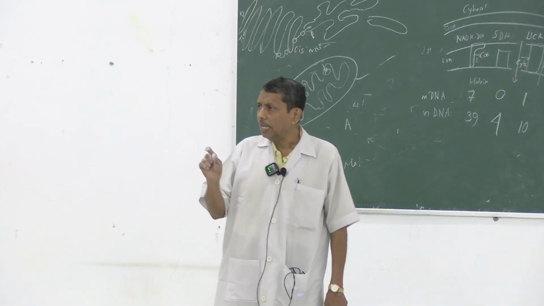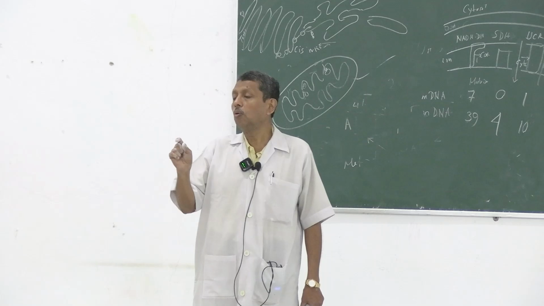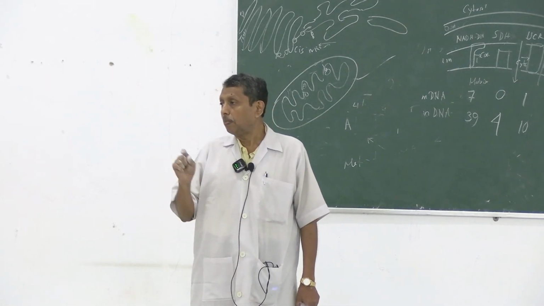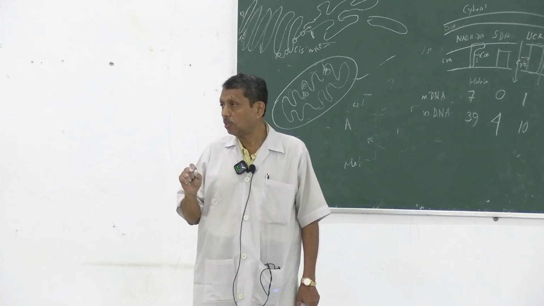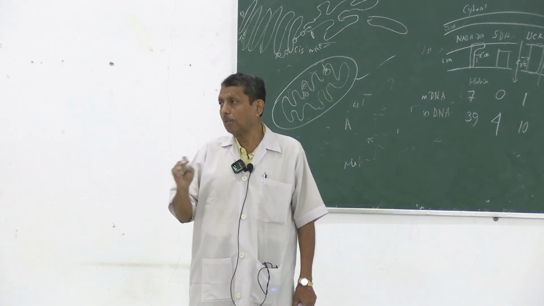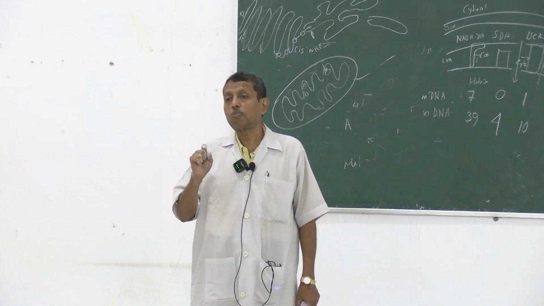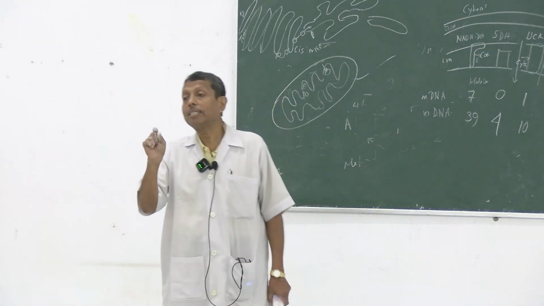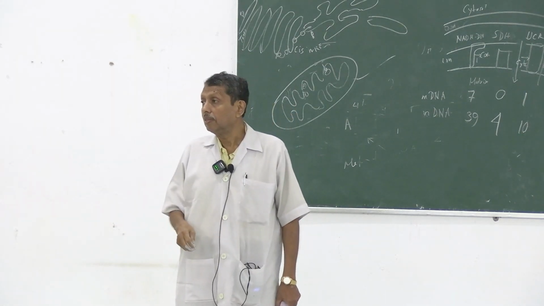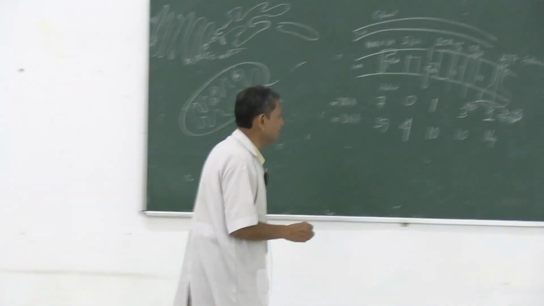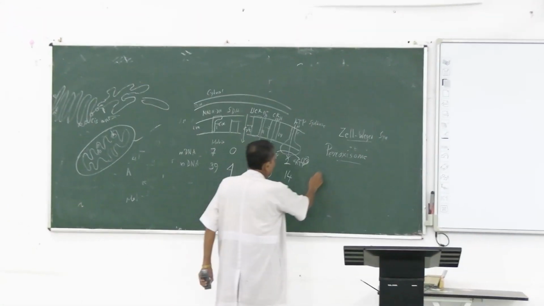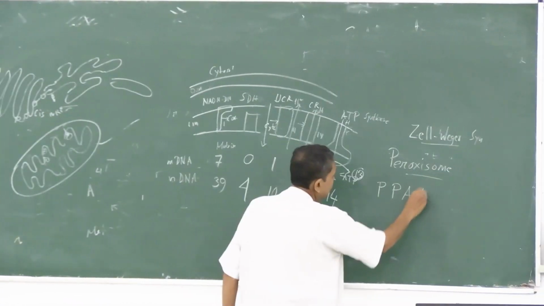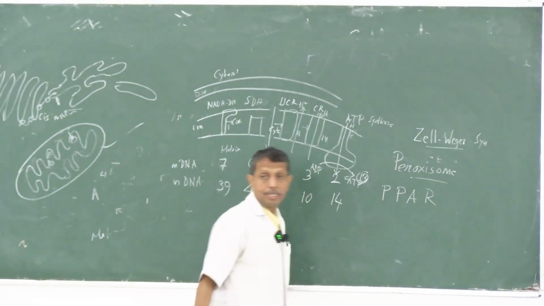Some drugs have been shown to affect the proliferation of these peroxisomes. Whatever the way, they can cause proliferation by acting over the nuclear genes. They are called PPAR, peroxisome proliferator-activated receptors, within the nucleus.